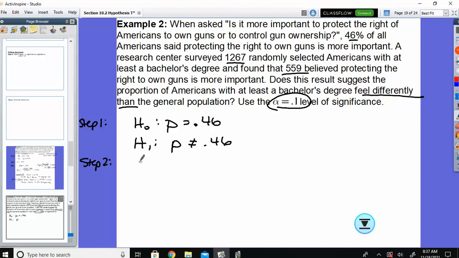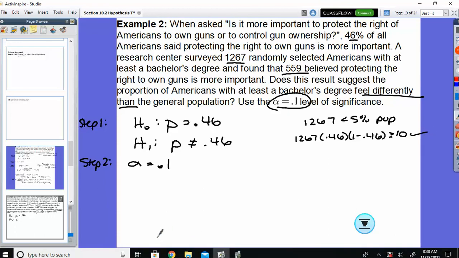All right, what is our alpha level? Okay. So that's a pretty generous alpha, 10%. We should check our criteria. 1,267 is less than 5% of all Americans, so that's good. N times P times 1 minus P. So is that bigger than 10? Okay, so that one's good. So that means we can go on assuming it's normal.